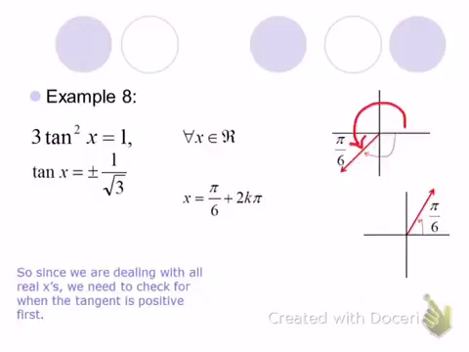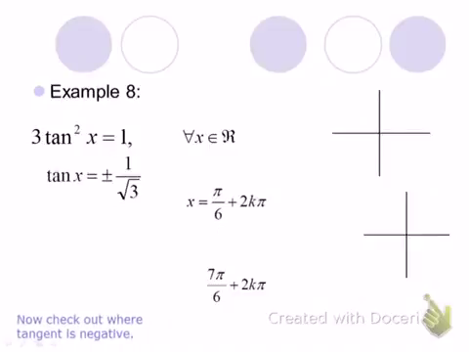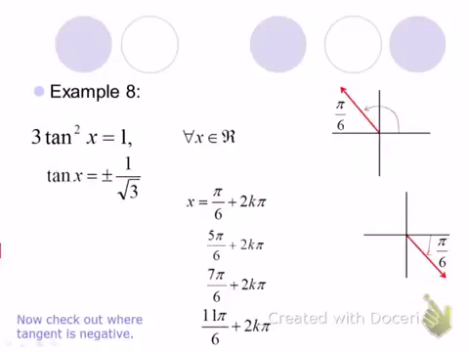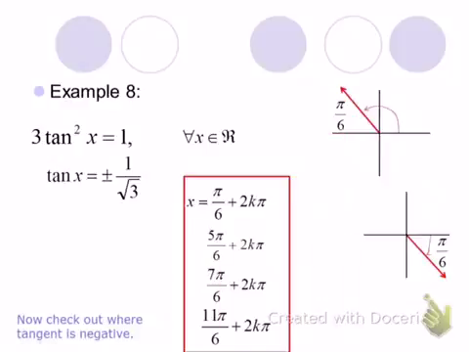And in the second quadrant, it would be 5 pi over 6, and in the fourth quadrant, it would be 11 pi over 6. So the 4 angles that we're going to be dealing with here are pi over 6, 7 pi over 6, 11 pi over 6, and 5 pi over 6, plus 2k pi. Yeah, because the tangent is positive or negative in all 4 quadrants. Why is it plus 2k pi? Because it's all real numbers, all real angles.